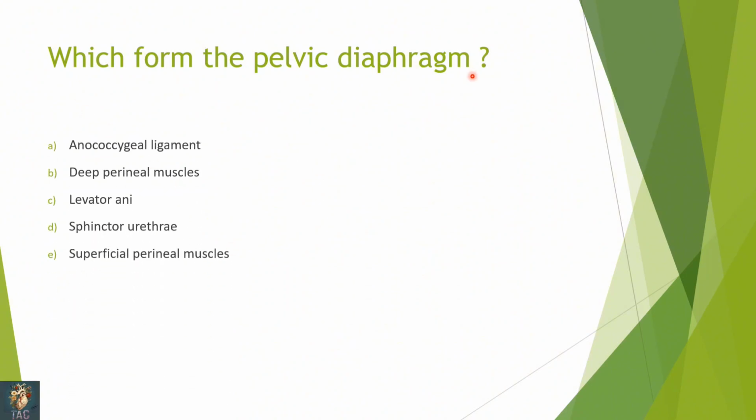Which forms the pelvic diaphragm? Very simple question. The coccygeal ligament, deep perineal muscle, levator ani, sphincter urethrae or superficial perineal muscle. So the levator ani is the muscle which forms the pelvic diaphragm.